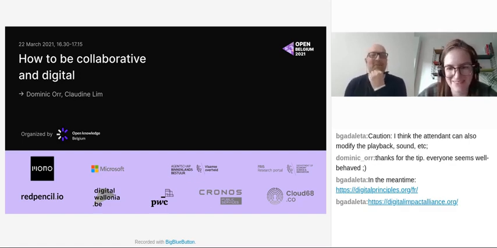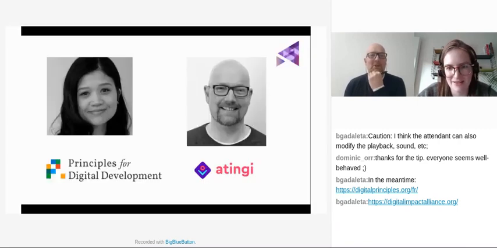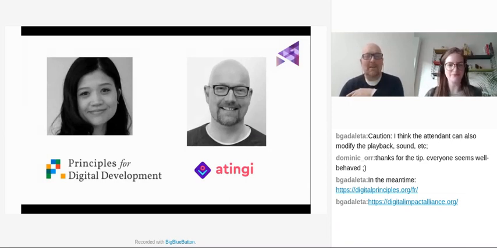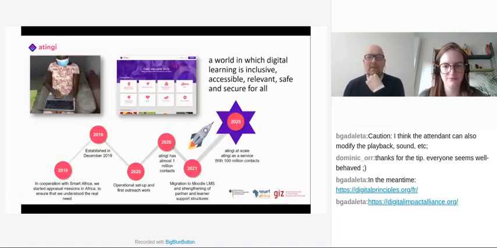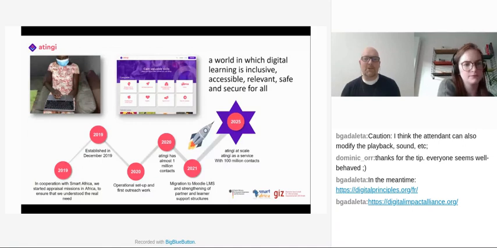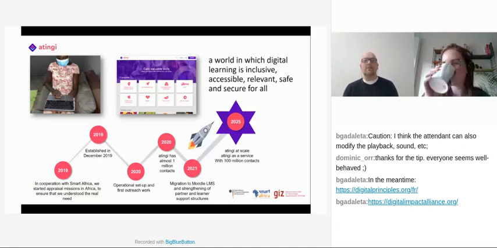Okay. Yeah, I just wanted to show you one slide. So you've seen already the principles, which I think we could come back to in discussion. And I just wanted to show you one quick picture of a number of things with the Atingi platform itself. So I've already mentioned a little bit about our ambition of where we want to go. And you can see already from the picture.